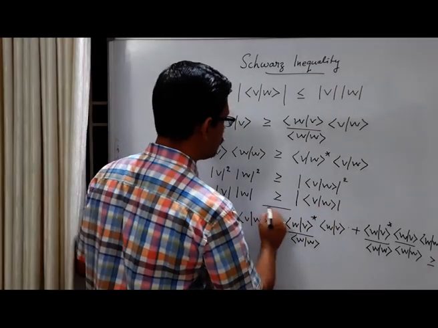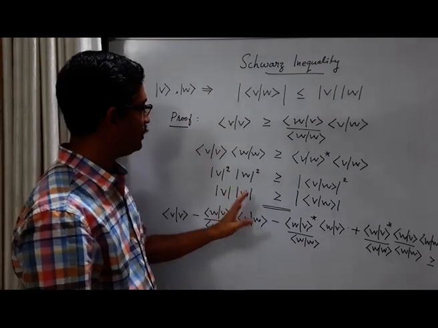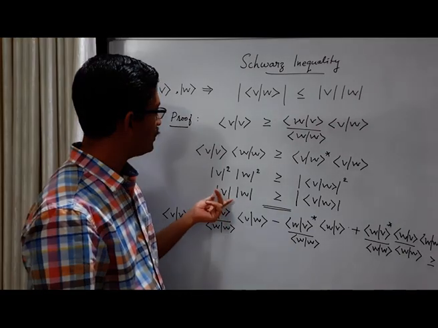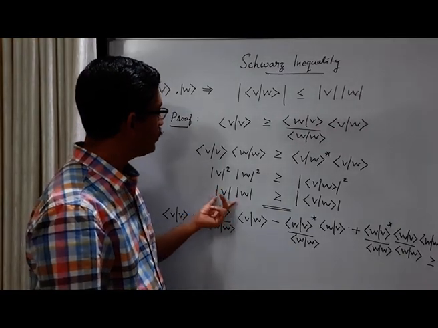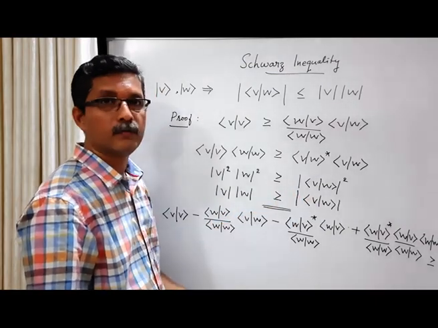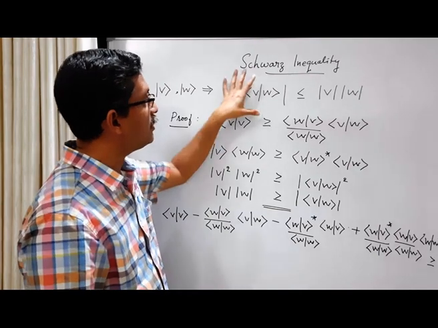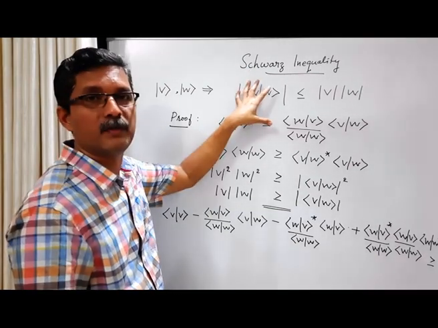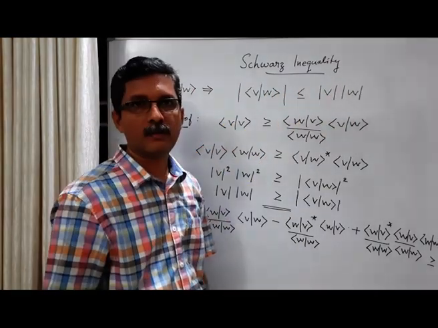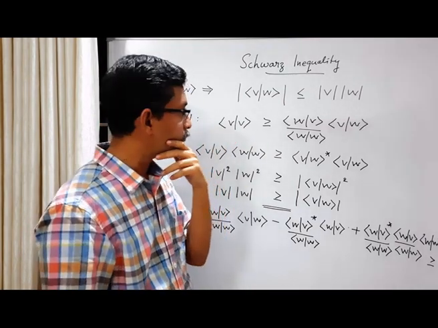This is the proof. See, this is the Schwarz inequality. We need to just interchange the two sides, that's all. Okay, we have proved that the product of the norms of two vectors is always greater than or equal to the magnitude of their inner product. In other words, the magnitude of the inner product between two vectors is always less than or equal to the product of their norms. Now, when do we get equality?